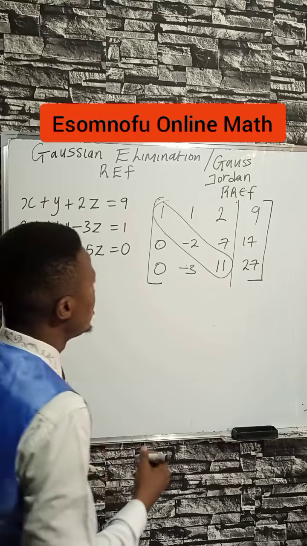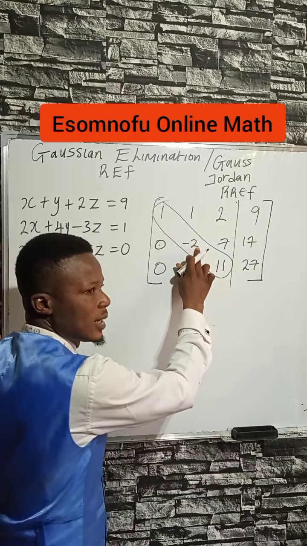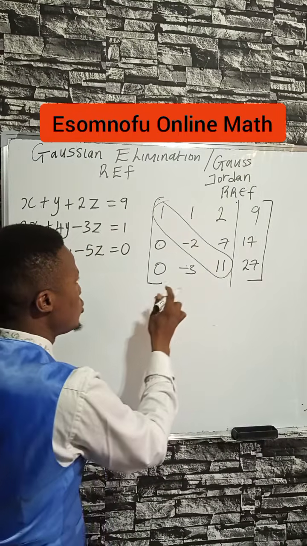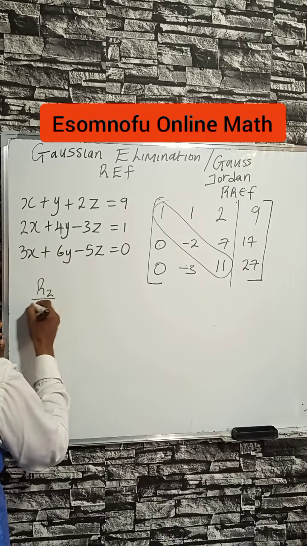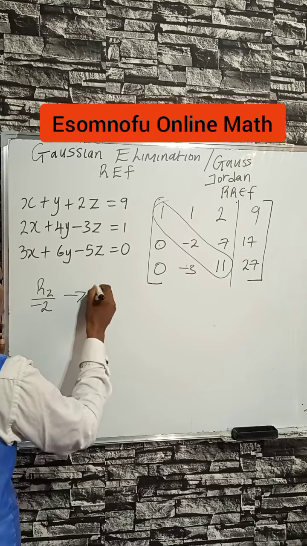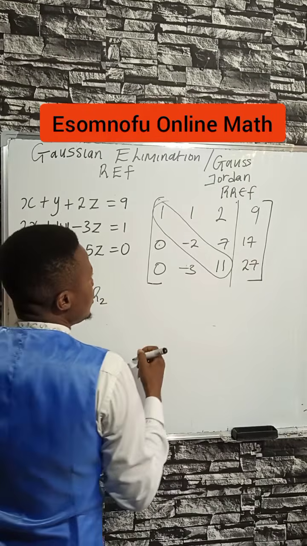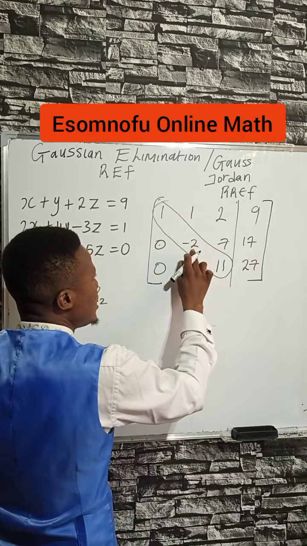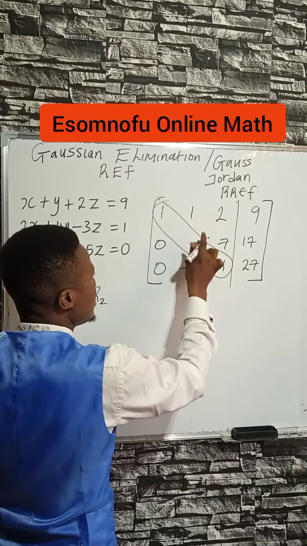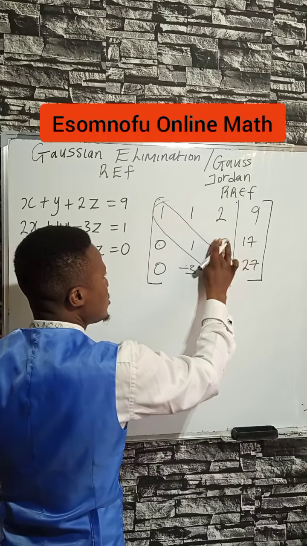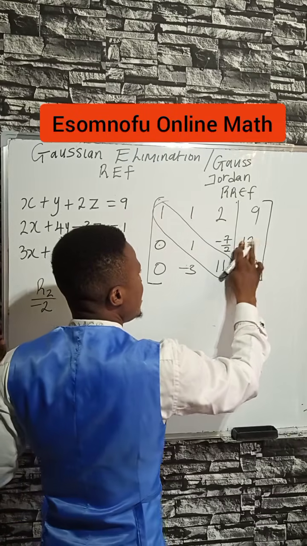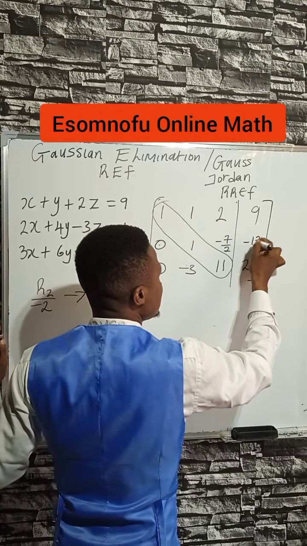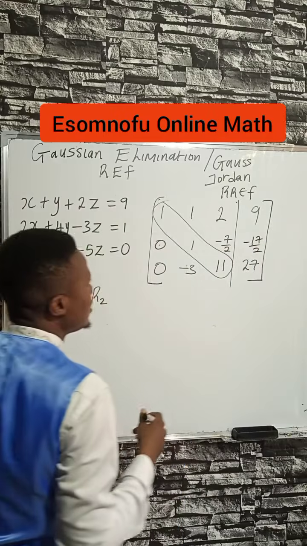Then to continue, you need to make here to be 1. To make it 1, just divide it by minus 2. So I can say row 2 over negative 2 will give us our new row 2. So minus 2 by minus 2 is 1. 7 by minus 2 will be minus 7 all over 2. 17 by minus 2 will be minus 17 all over 2 as well.